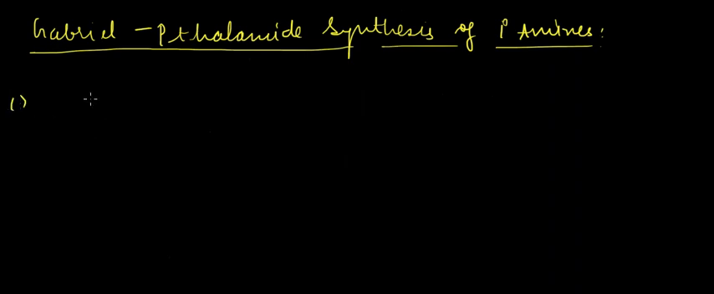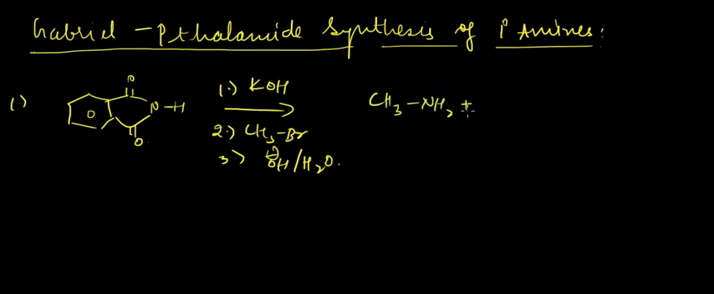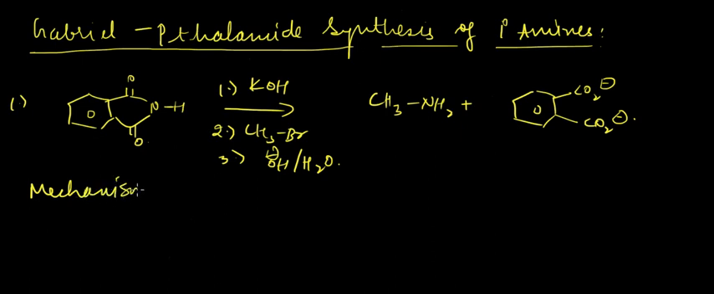Okay, so we have, let's say for an example, something like this. What happens to this substrate when we pass KOH, CH3Br and OH minus in that sequence? So we get something like CH3NH2 plus we get CO2 minus on both the adjacent carbon positions in the phenyl ring. So let us see the mechanism as to how this happens.